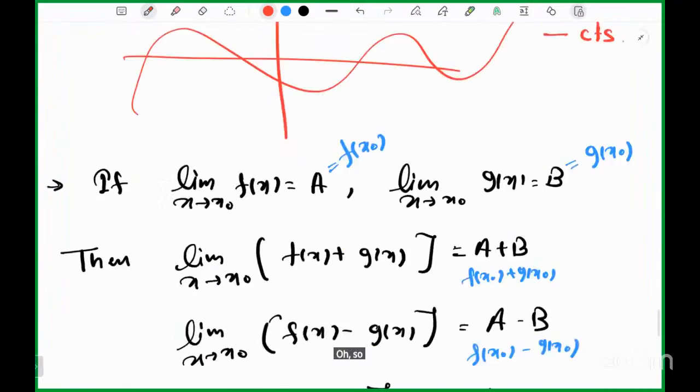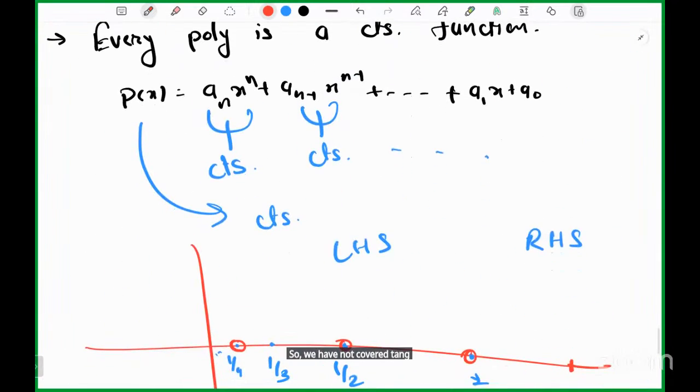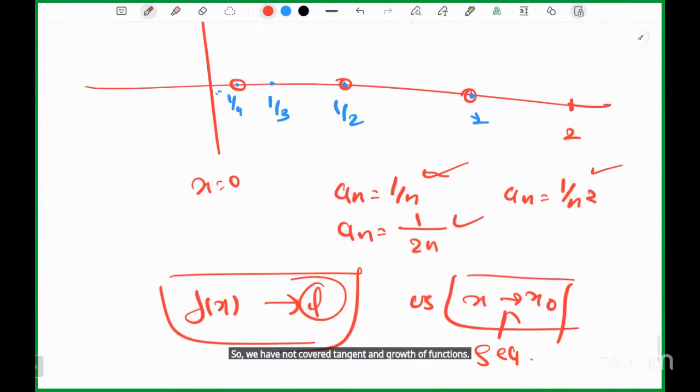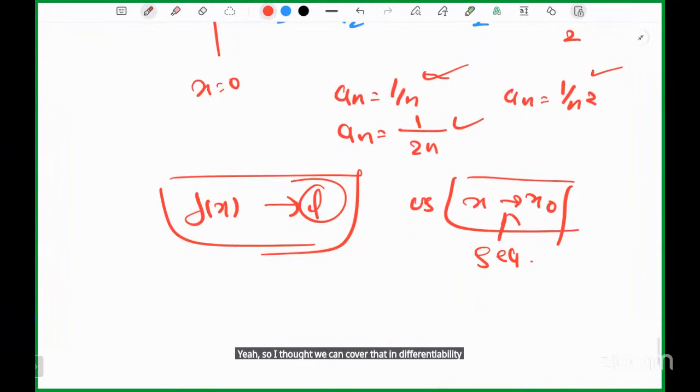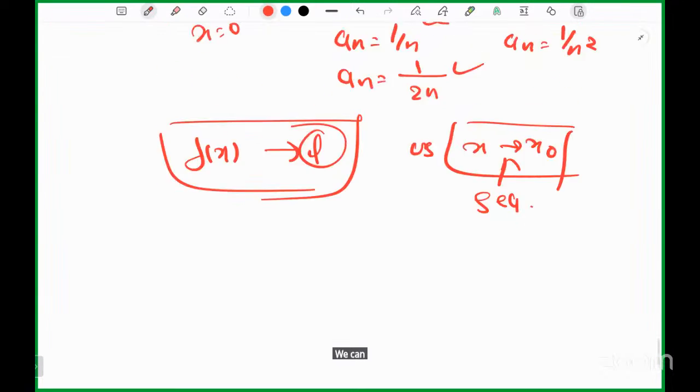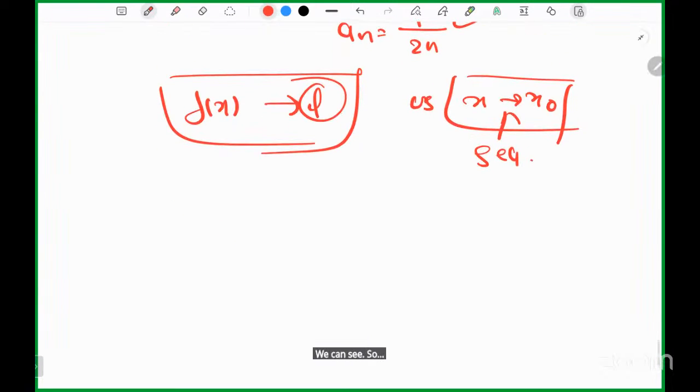Samyuksha, we have not covered tangent and growth of functions. Yeah, so I thought we can cover that in differentiability, but we can see. So here also in this week, I think we just touched the definition of tangent.